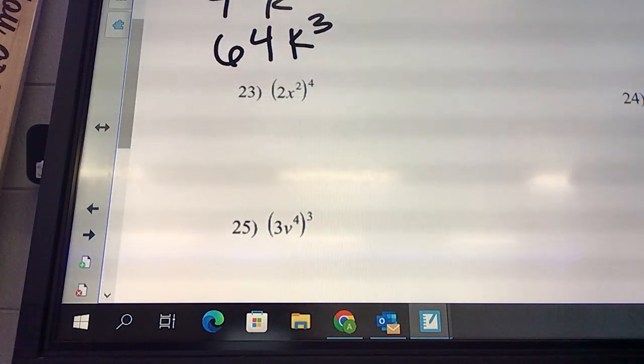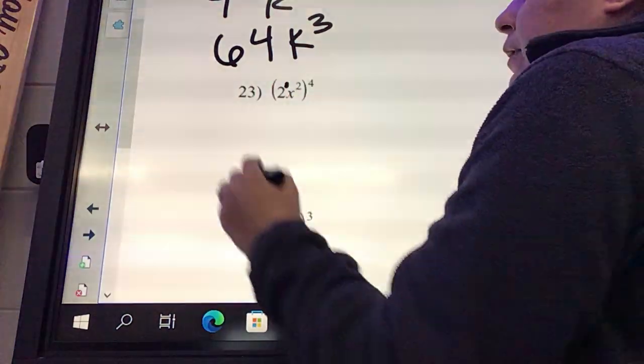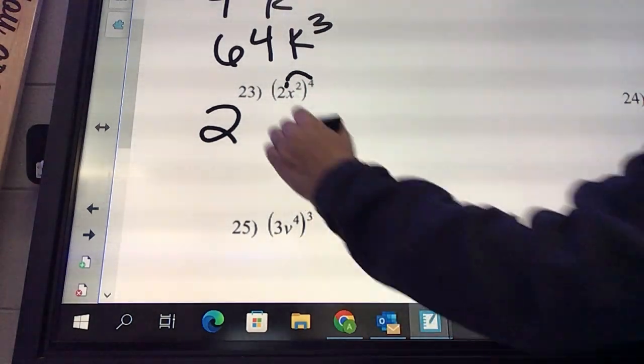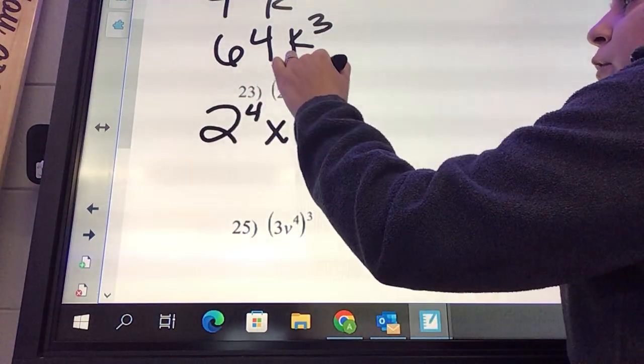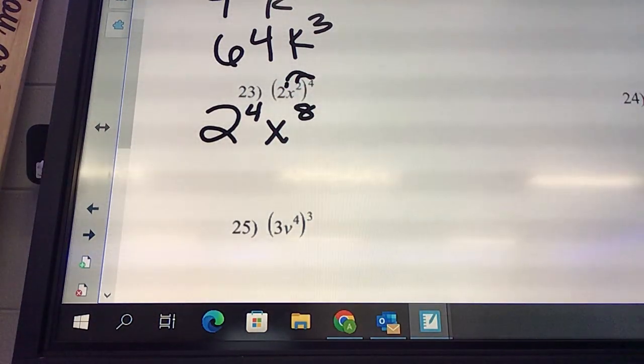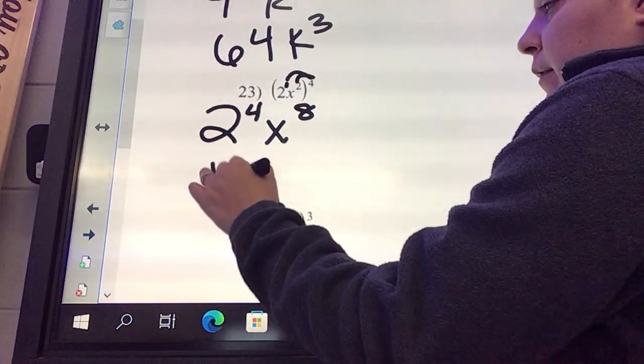Okay, 23, where can I put a 1? On the 2. Okay, so we're going to say 2. What is 4 times 1? 4. X to the 4 times 2. 8. Okay, and then last but not least, 2 to the 4th power. 16?